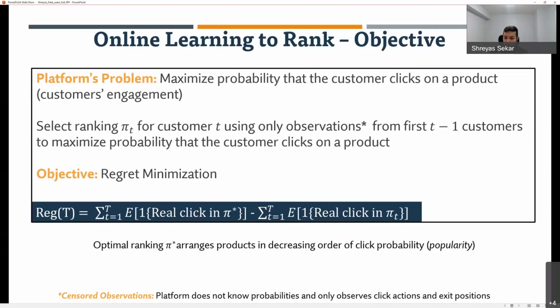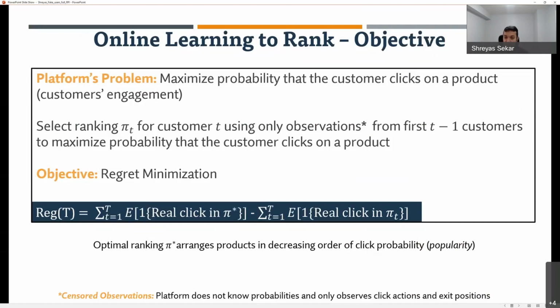Now, the optimal ranking, just to clarify, is one that arranges the products in decreasing order of their click probability. Why is that? Because my goal is to ensure that the customer clicks on at least one product. So by arranging them in decreasing order of their click probability, I maximize the probability that the arriving customer clicks on a product.